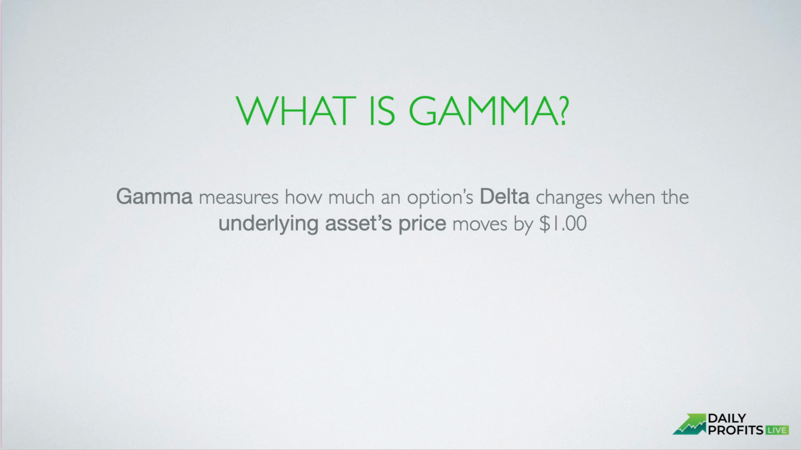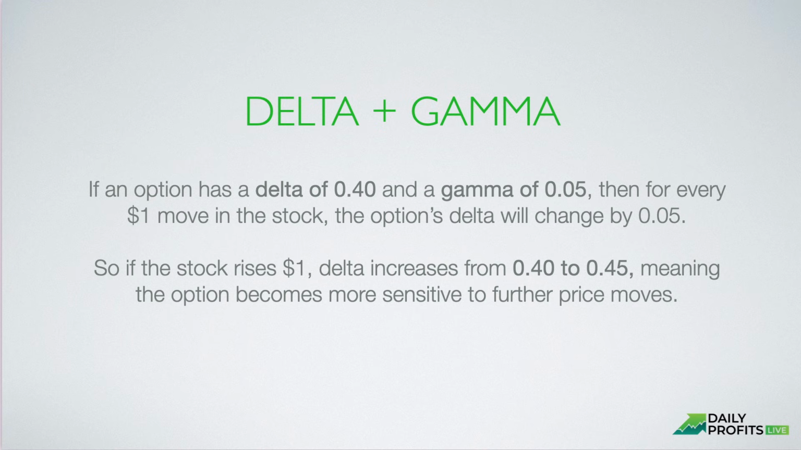And so we're talking about gamma. What is gamma, right? Gamma measures how much an option's delta changes when the underlying price moves by $1. So if an option has a delta of 40 and a gamma of 0.05, then for every dollar move in the stock, the option's delta will change by 0.05. So if the stock rises $1, delta increases from 40 to 45, meaning the option is becoming more sensitive to further price movements.